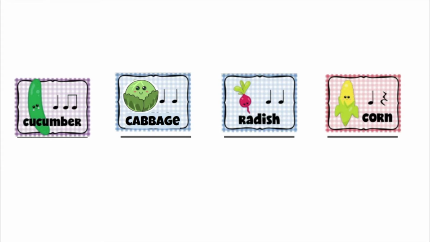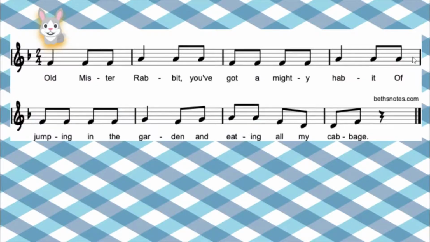1, 2, here we go. Cucumber, cabbage, radish, corn. Ta, ta-dee, ta, ta, ta, ta, ta.